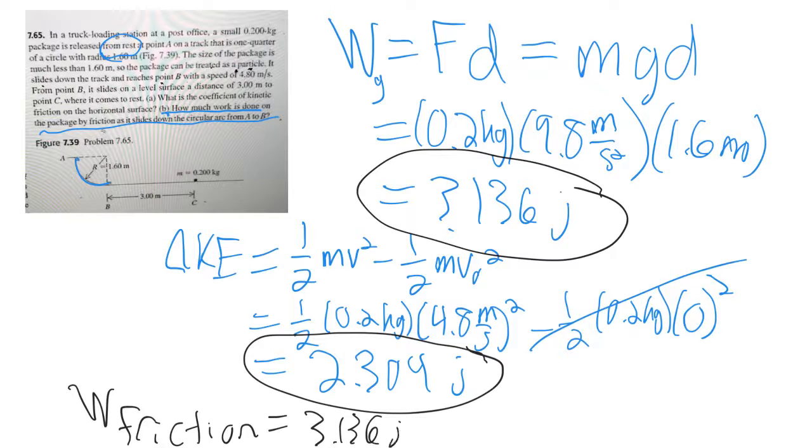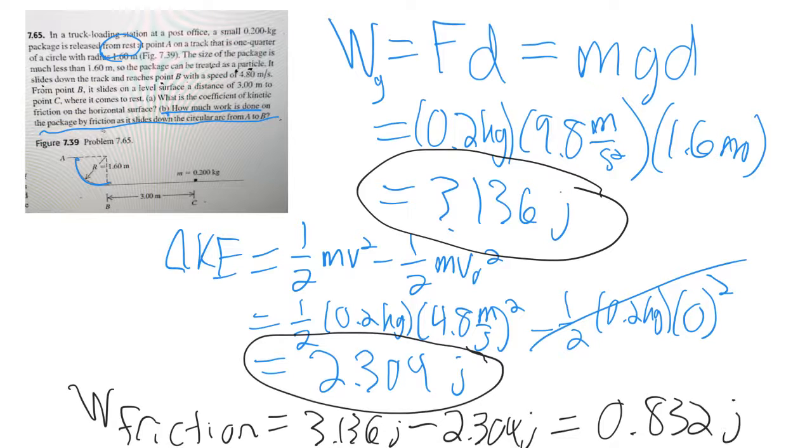3.136 joules minus 2.304 joules. You just subtract those two. You get an answer of 0.832 joules. So that's all you have to do. You take those, you figure out the rest. It's not bad. And you can see that we got super lucky. We don't know integrating, no bad stuff like that. Just working with that change in kinetic energy and work, we can get an awful lot done.